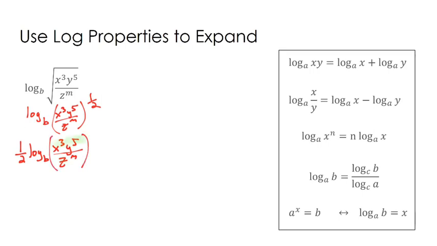And so I have one group in the numerator, one group in the denominator, and so I'm going to rewrite that. Since I have the quotient, I'm going to rewrite it as subtraction. So I have 1/2 log base b of x cubed y to the 5th. I might throw parentheses so that this 1/2 applies to the whole thing. Minus log base b of z to the m. Okay? Hopefully you see why I included those parentheses, because if I didn't have the parentheses, only this part would have the 1/2 on it.